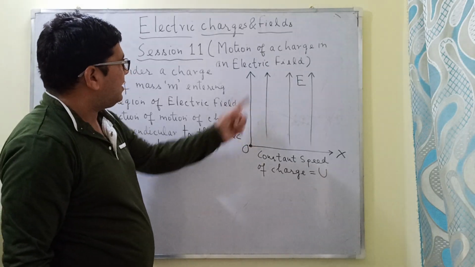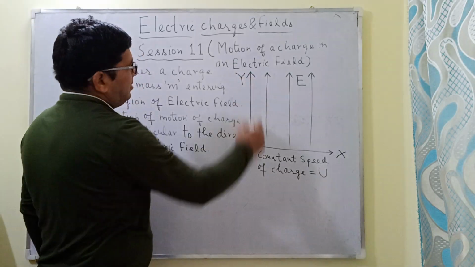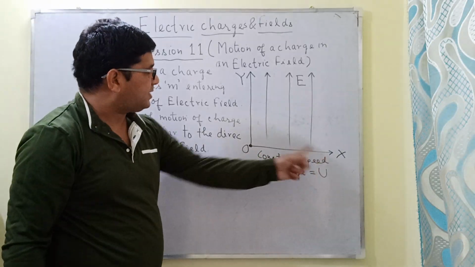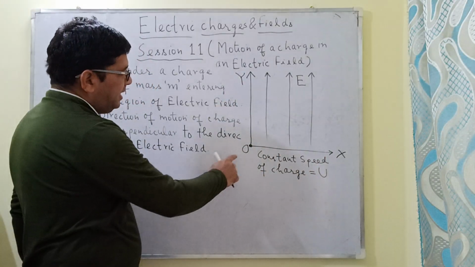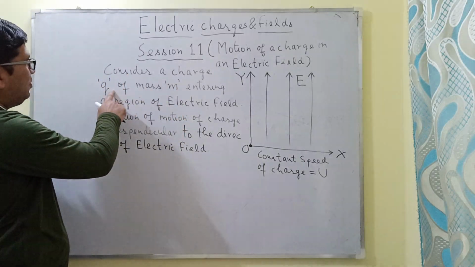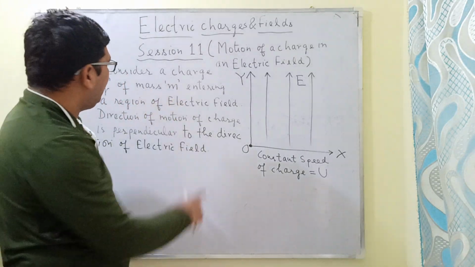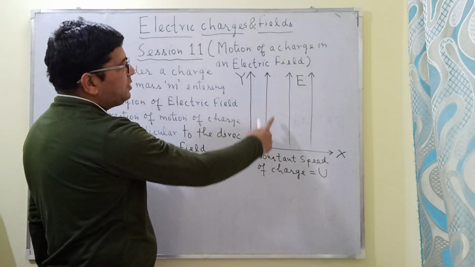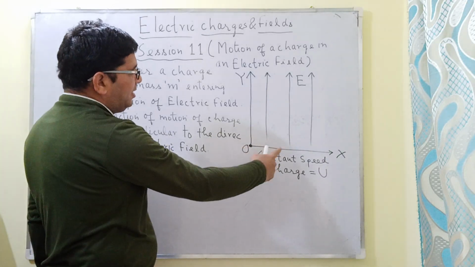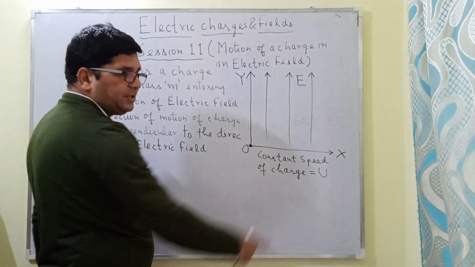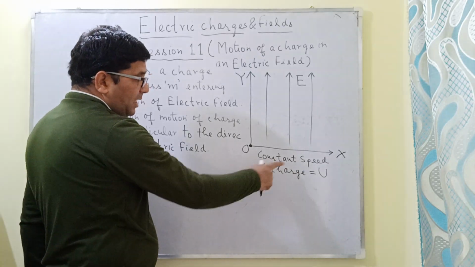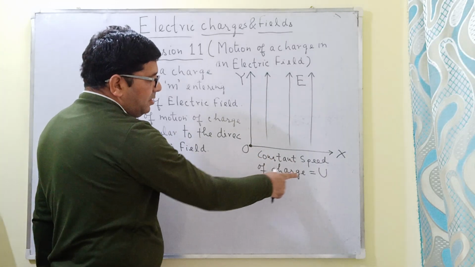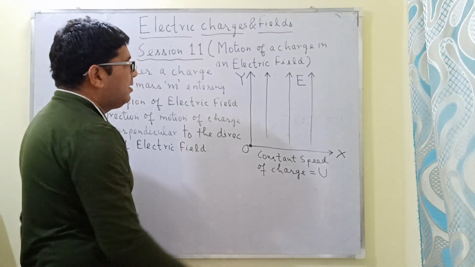In this diagram, I have considered the Cartesian frame of reference. That is, this O is the point of origin, this is the x-axis and this is the y-axis. And a charge of magnitude q and of mass m enters this region of electric field along the x-axis, and the direction of this electric field is perpendicular to the direction of motion of this charge. The charge enters this region of electric field with a constant speed of u along the x-axis.